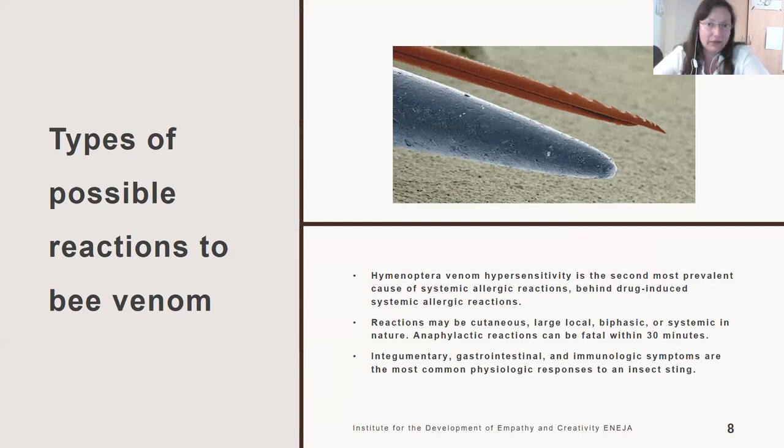So we looked through the types of possible reactions to bee venom, and we found out that Hymenoptera venom hypersensitivity is the second most prevalent cause of systemic allergic reactions, behind drug-induced systemic allergic reactions. So very important. Reactions may be cutaneous, large local, biphasic, or systemic in nature. Anaphylactic reactions can be fatal within 30 minutes. The most common reactions are integumentary, gastrointestinal, and immunologic symptoms. And the important part for educators is to recognize those.